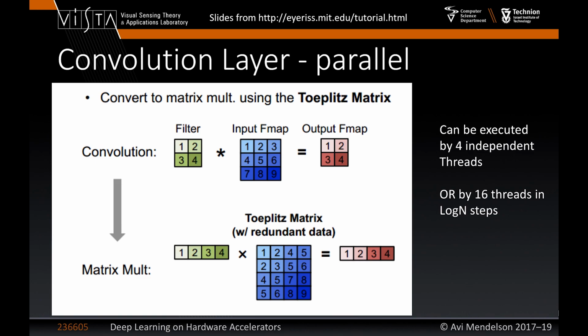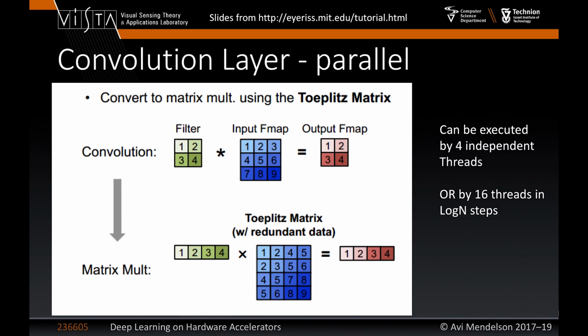In the first one, we do 1, 2, 3, 4 multiplied by 1, 2, 3, 4 on the right side. Then we do 1, 2, 3, 4 multiplied by 2, 3, 5, 6. And then we go and take it down. So we do 1, 2, 3, 4 multiplied by 4, 5, 7, 8, and then 1, 2, 3, 4 multiplied by 5, 6, 8, 9. This is convolution. So we convert it to this matrix.